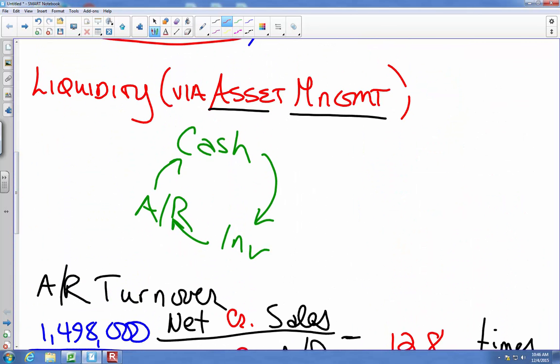So if you look back up at that schematic that I put up the first time, going from cash to inventory, AR to cash, right? It's taking me an average of 96 days to sell my inventory and convert it to AR, and then about another 29 days to get my AR turned into cash. Hopefully this is going to be a pretty quick process, right?